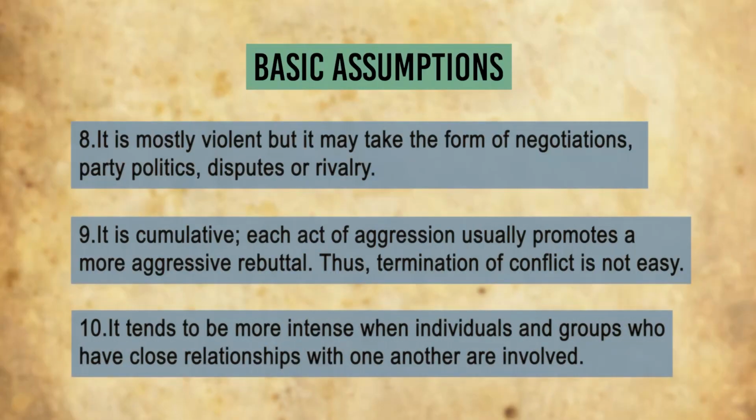It tends to be more intense when individuals and groups who have close relationship with one another are involved. Obviously, when you, for example, have conflict with your very close friends, with your family, then it is much more intense because you expect so much from them. You're closer to them. But when you have conflict with, say, a neighbor or a co-passenger, it does not go to that kind of an emotional, passionate level.